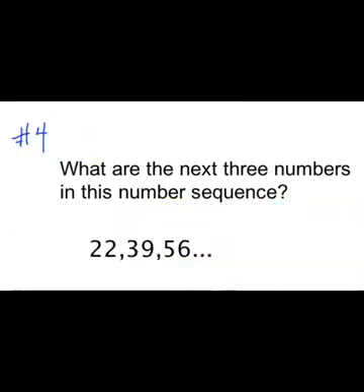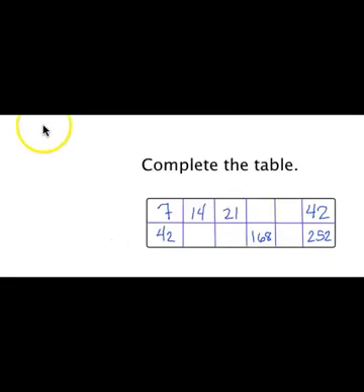Okay, so for number 4 on your paper, you're going to figure out what the next three numbers would be in this sequence. Number 4. By the way, your next secret letter is the letter M. For problem number 5, we're going to complete this table together, and then you will do number 6 on your own. So how are we going to figure this one out?